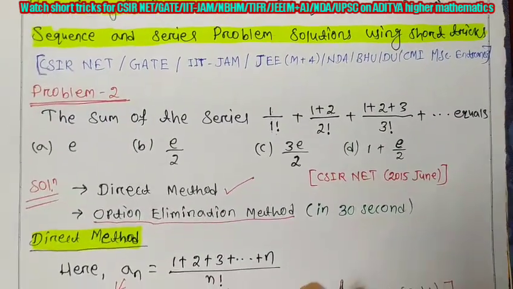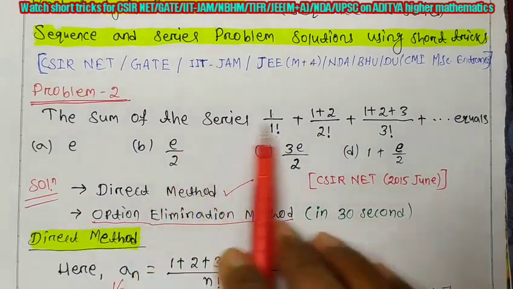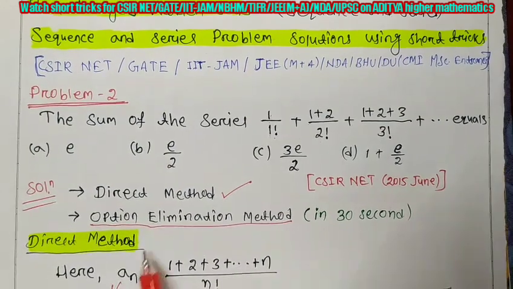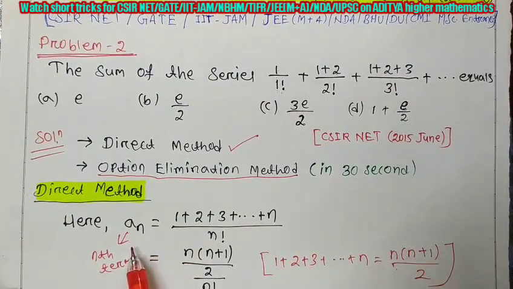Okay, first, what is the direct method? Actually, when a series is given, we always find its nth term to determine the sum. So here I am first finding the nth term, which I am taking as a_n.